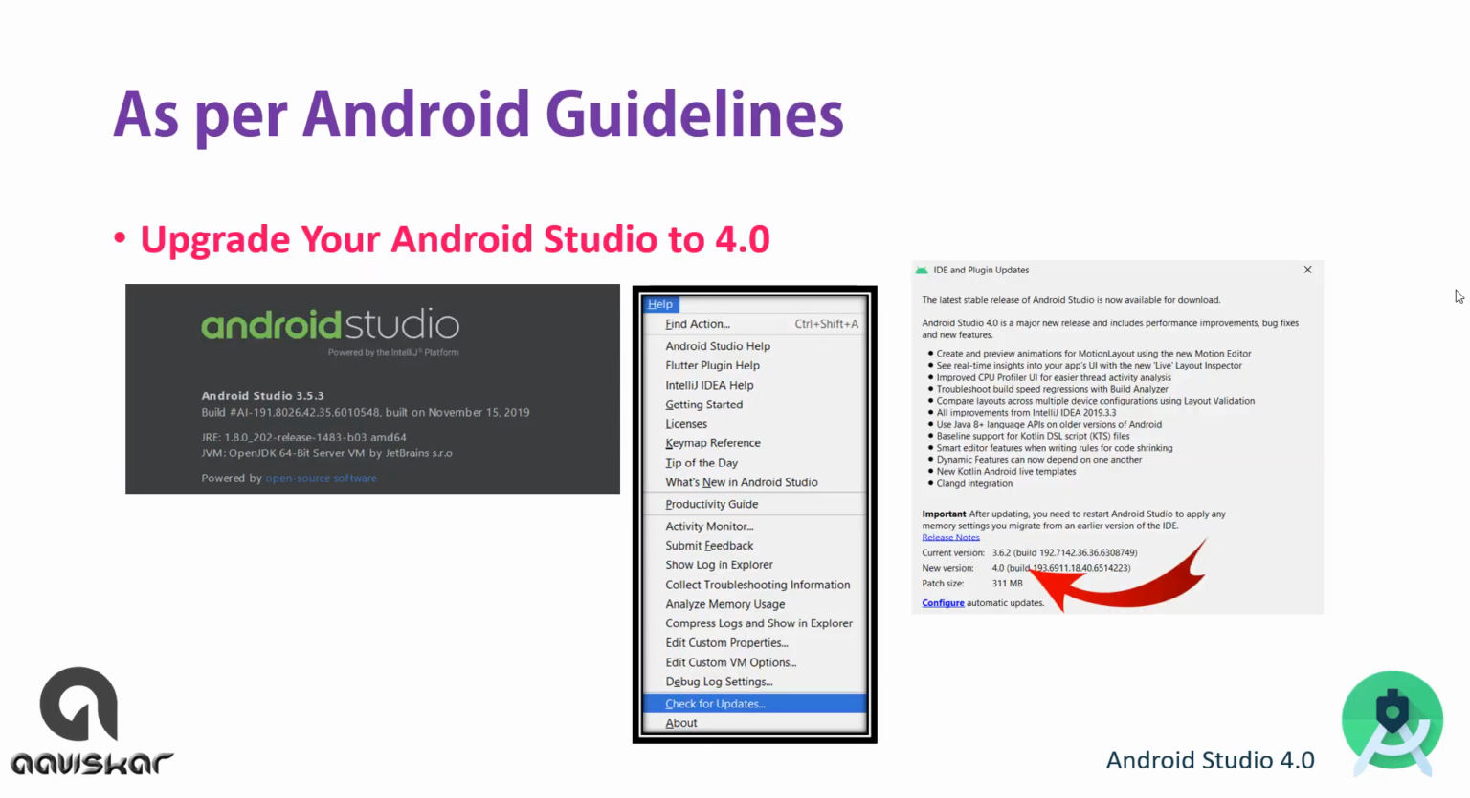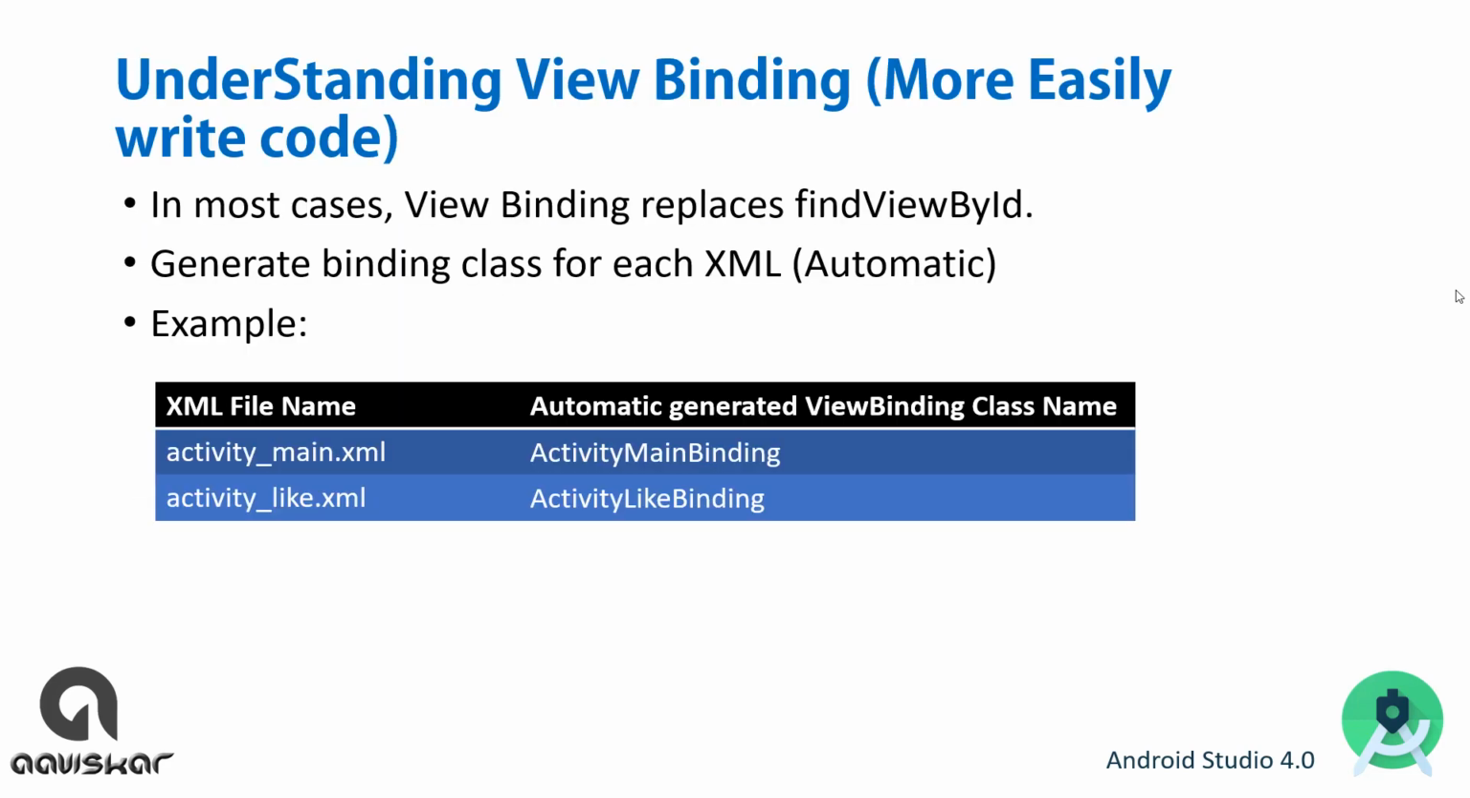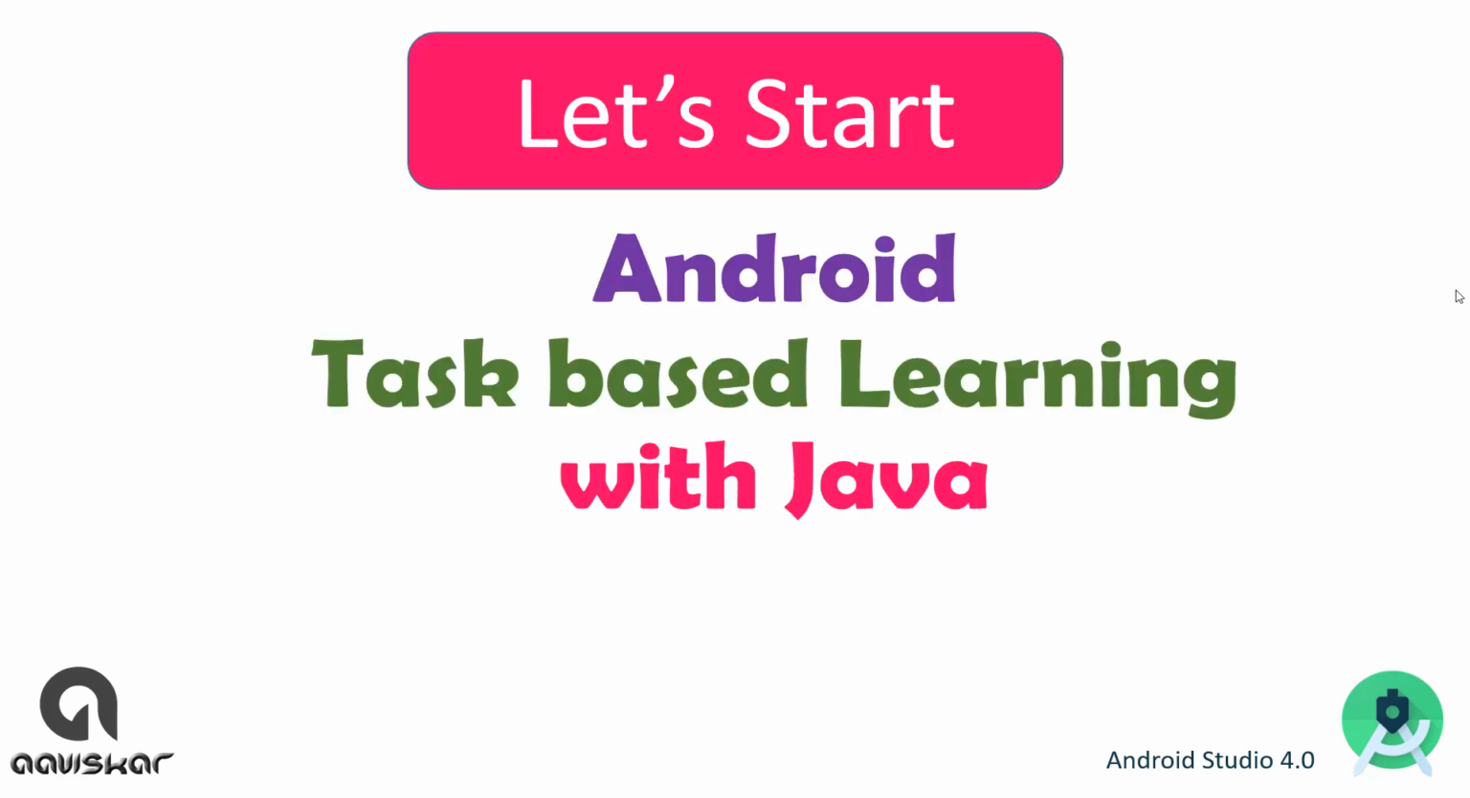Okay, I think you have completed your task session. As per the Android guideline, upgrade your Studio to Android 4.0. We are using view binding to replace findViewById. So let's start Android task based learning with Java inside Android Studio 4.0. The example is the combination of switch and image view.